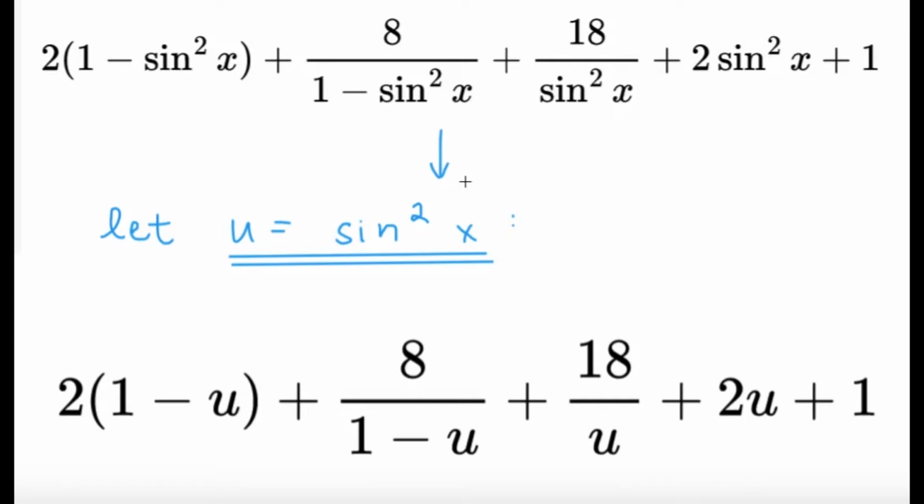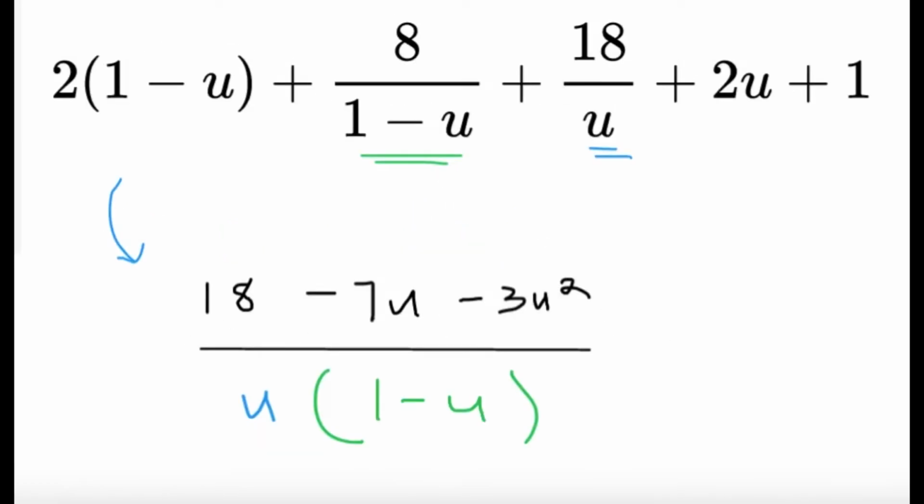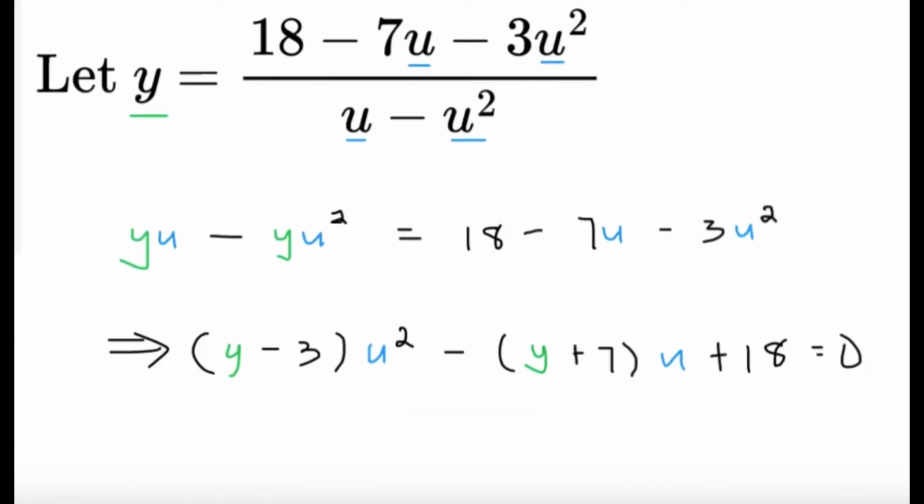So let's not consider that u equals sine squared x. Let's just get the minimum possible value of this expression. I'm going to convert it into a rational expression, and we're going to look at the range of values of this expression. So let y equal 18 minus 7u minus 3u squared all over u minus u squared.